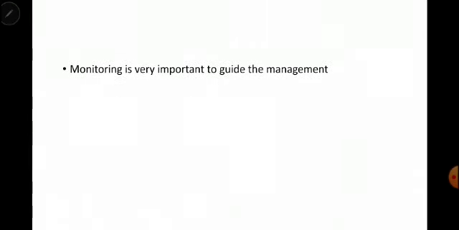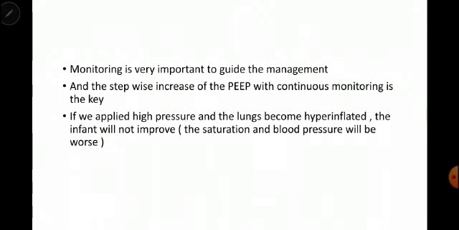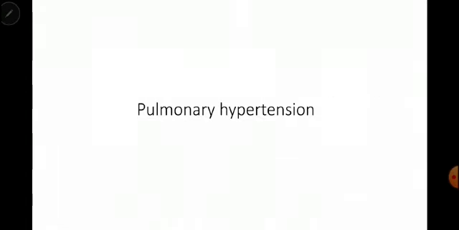So monitoring is very important to guide the management, and the stepwise increase of the PEEP with continuous monitoring is the key in the management. If we apply high pressure and the lungs become hyperinflated, the infant will not improve, and this will affect the blood pressure and the oxygenation of the baby. So the most important step in the management is continuous monitoring to guide us whether to increase the pressure or to decrease the pressure according to the clinical situation of the baby.